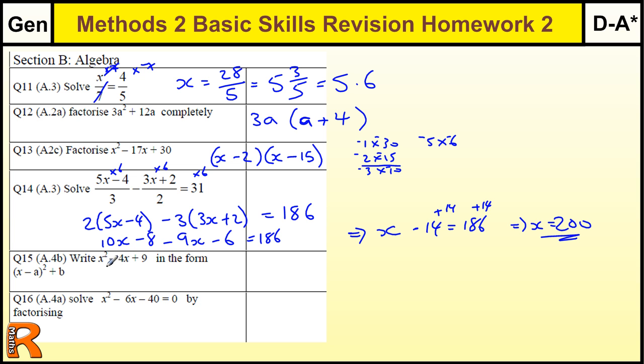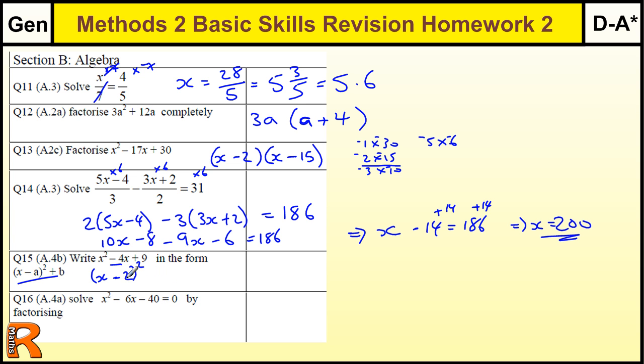Okay, x squared minus 4x plus 9 in the form (x minus a) all squared plus b. This is called completing the square. We've got a hint here that it's minus a, so that's going to help us. So the thing to remember here is that because it's x squared, it's going to be x. This number is going to be halved and put in here to get minus 2. So that's part of it, that's the minus a bit.